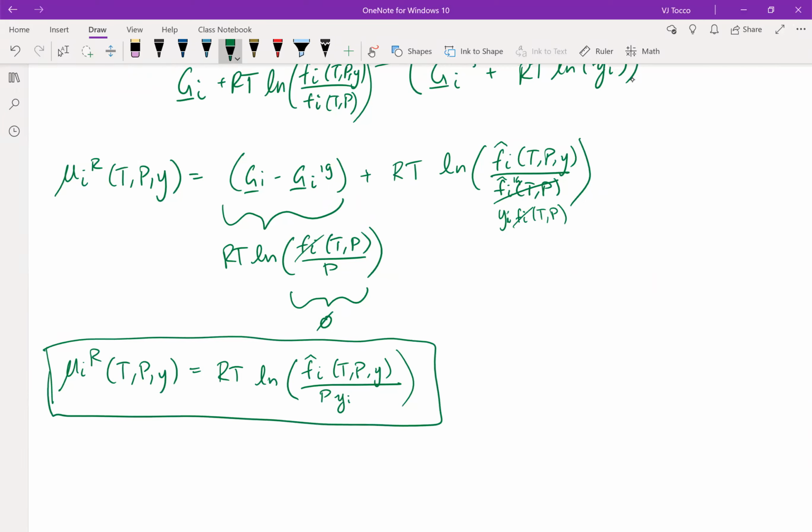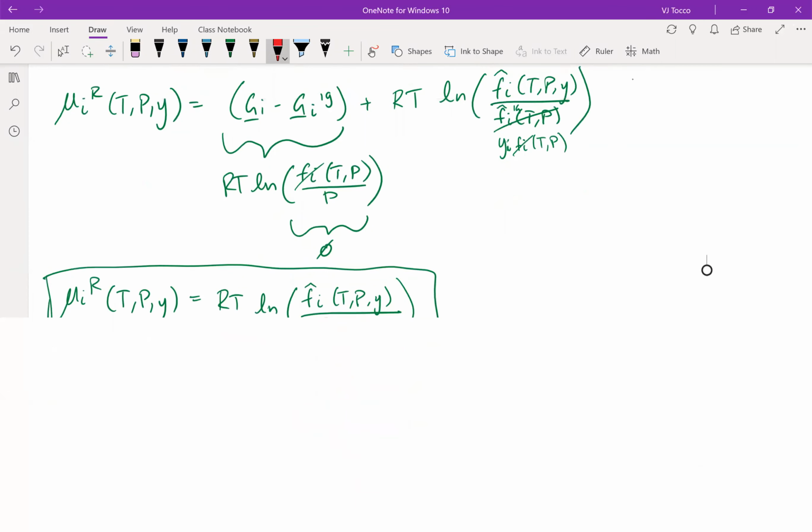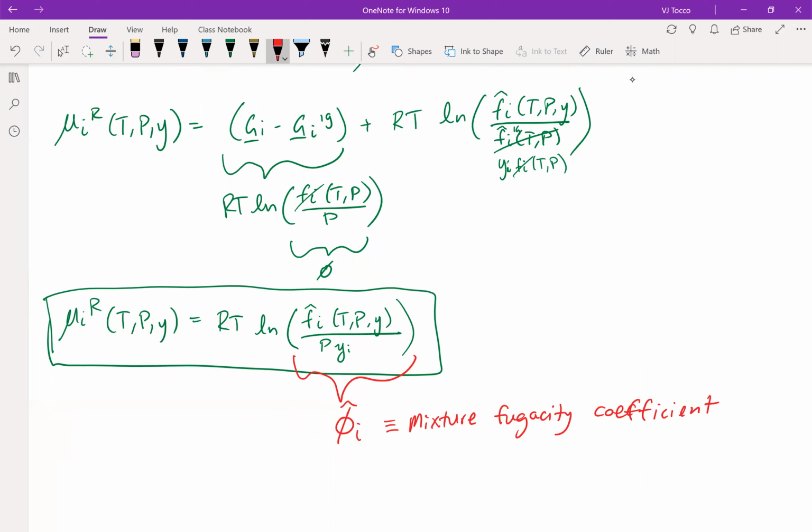Now this expression is unwieldy, so we're going to do something similar where we define the term inside the ln as another type of activity coefficient. But this one is going to be our phi hat. And this is the mixture fugacity coefficient of component i. Mixture fugacity coefficient. And similarly to the activity coefficient, when this is 1, we've got ln of 1, and that's 0. So the real property, or the residual property, is going to be 0, meaning that the real property and the ideal property are identical. So when we have ideal gas behavior, this mixture fugacity coefficient is 1, and things cancel.